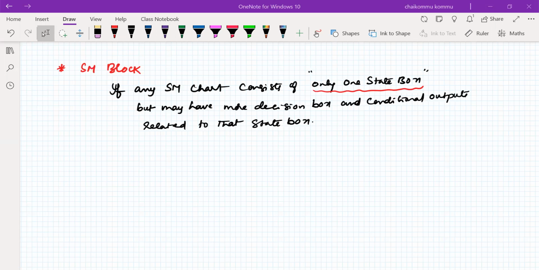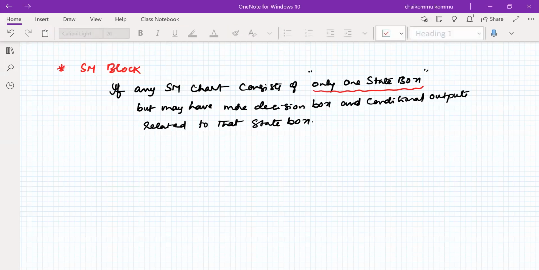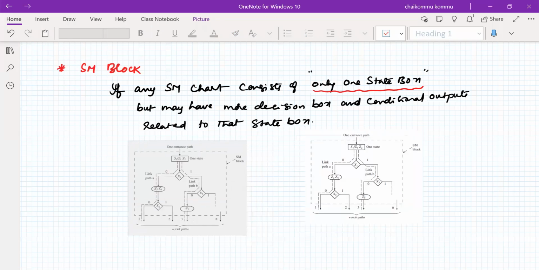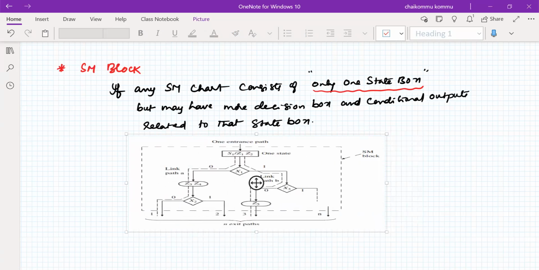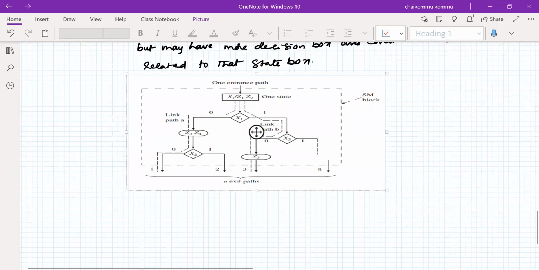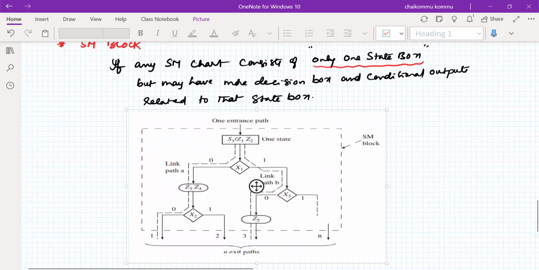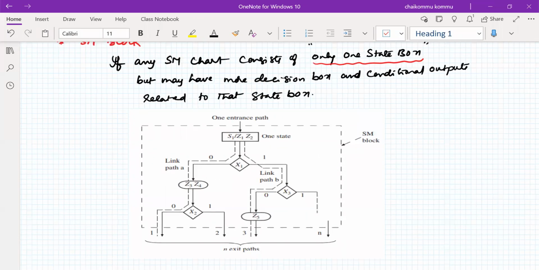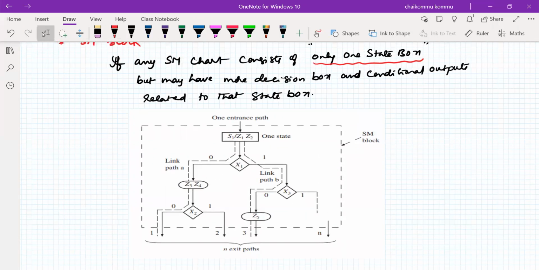For example, we take one example, paste it here. Okay, this is how it looks. So you observe here, this is called an SM block. This block consists of only one state. Only one state it has got.